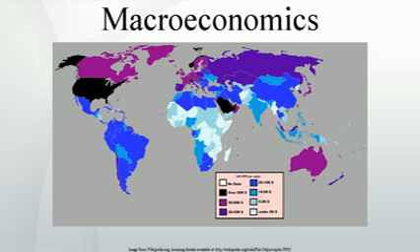Macroeconomics. Macroeconomics is a branch of economics dealing with the performance, structure, behavior, and decision-making of an economy as a whole, rather than individual markets. This includes national, regional, and global economies. With microeconomics, macroeconomics is one of the two most general fields in economics.